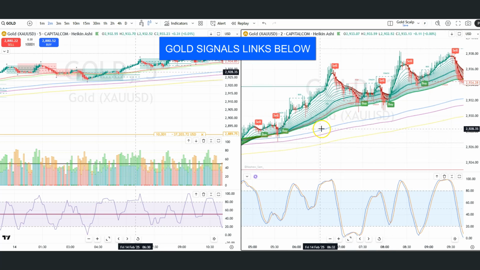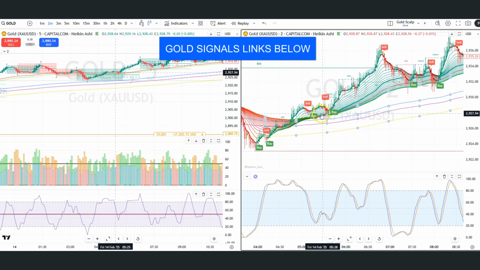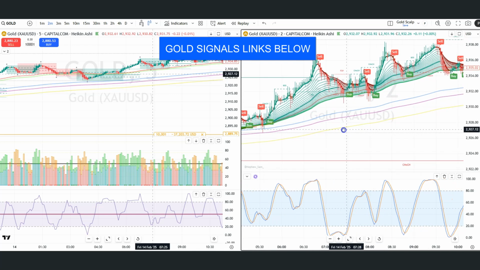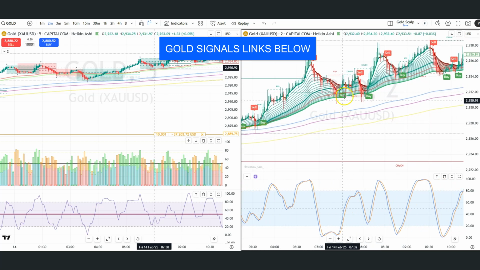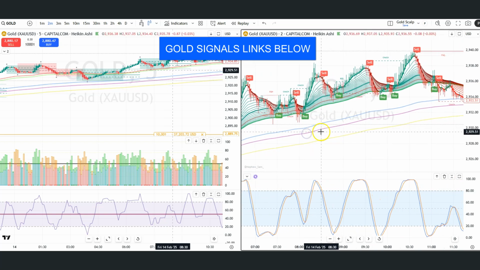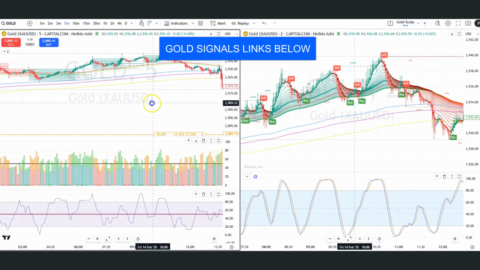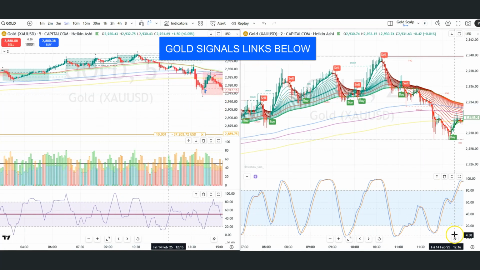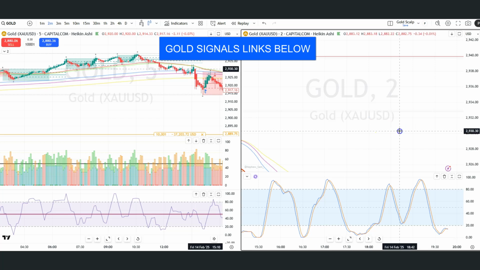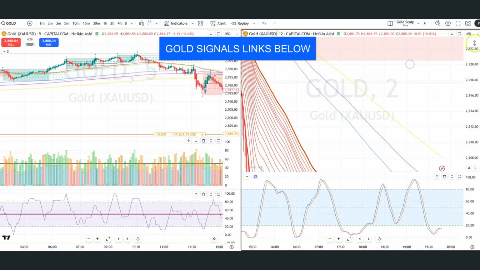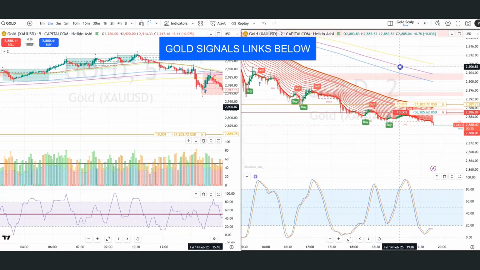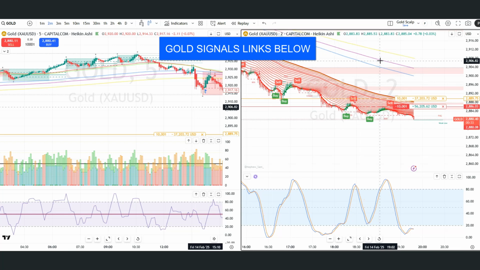So let's have a look here. I'm rewinding here. So there's a buy, buy, buy, and another buy here, buy, buy here, buy here, and so on and so forth. Now we have the situation here. And the price continues down.